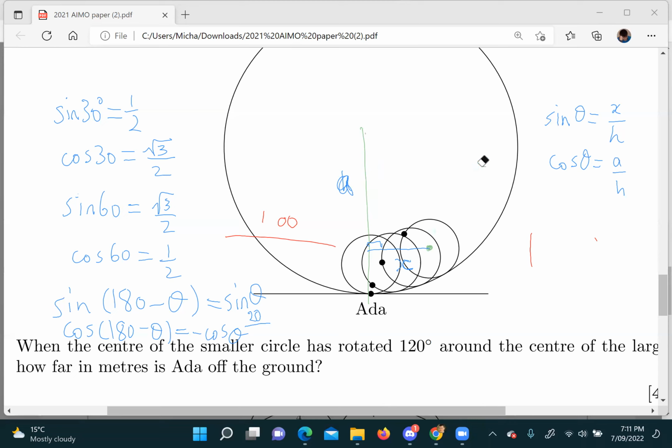So if I draw this, I figured it out that it would take 5 revolutions, I think, for the circle to reach that point. I don't know, because I did it differently. Okay, so we know this is 90 here, right? And this is 30, right? You see?